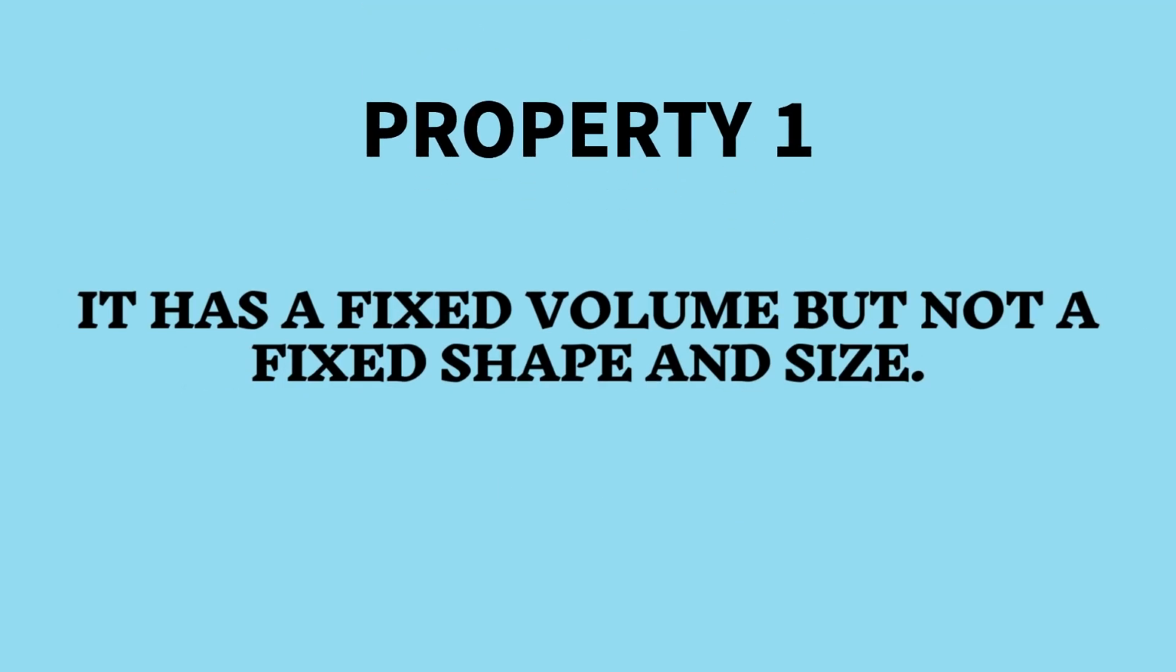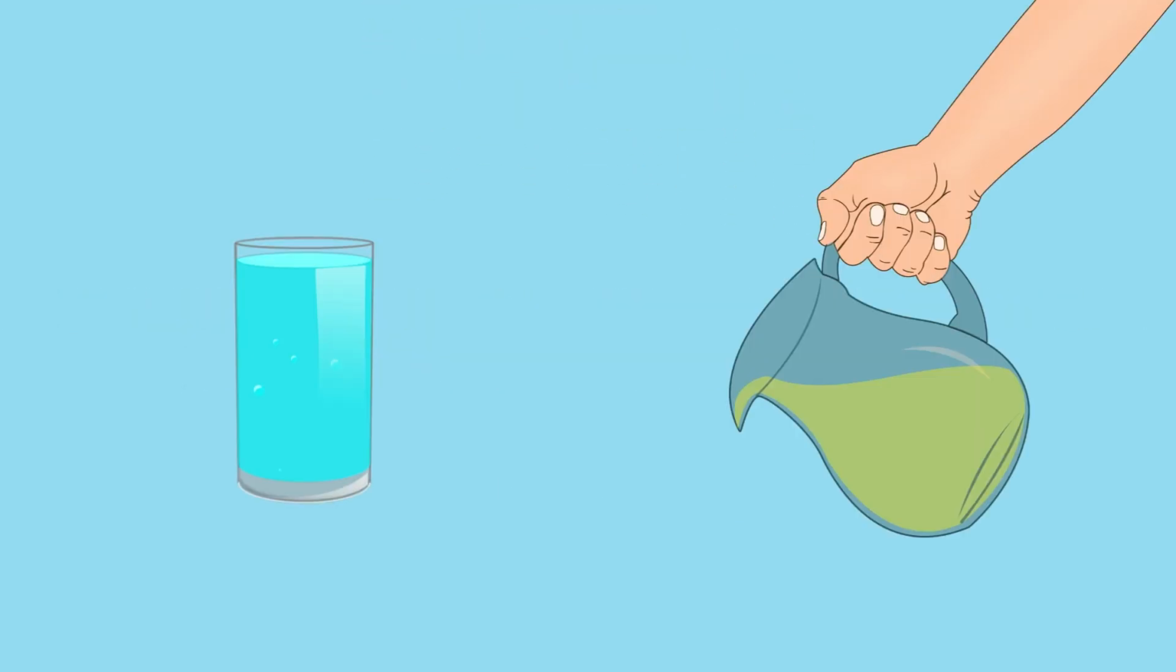I'll explain the first property, which is liquids have a fixed volume but not a fixed shape and size. If we pour water into a glass and juice into a jug, as they both are liquids, we will observe that both the liquids fit into each of the different types of container. This means that it has no fixed shape and size, but a fixed volume.